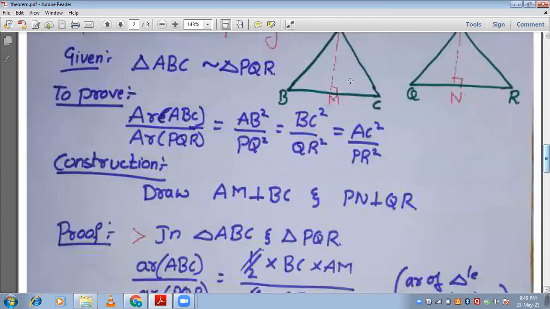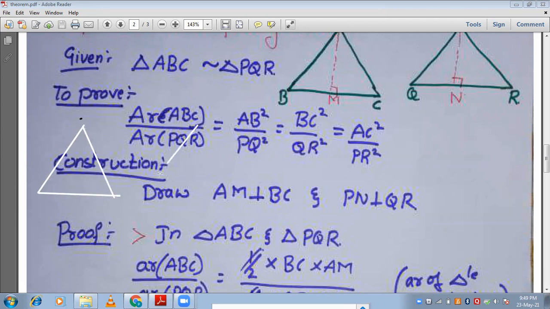Next, construction. I will take two triangles here. This is triangle ABC and this is triangle PQR. A, B, and this is C. Triangle ABC, and this triangle is P, Q, R.